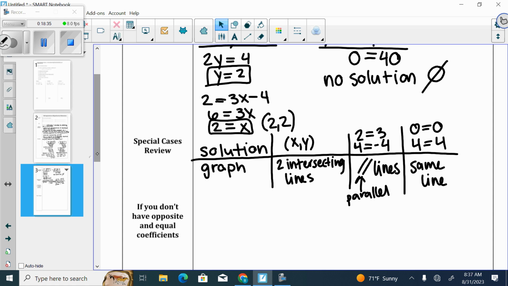And in this case, what would my answer be? Anybody remember what we say when they're the exact same line? If they're the same line, did they just intersect at one spot? No, they're right on top of each other, right? So they intersect at every single spot on that line. If those lines are continuous, infinitely many solutions. Very good.